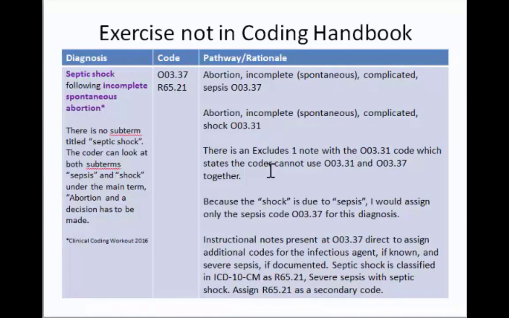So my conclusion is, because the shock is due to a sepsis, I would assign the sepsis code, which is the first one here. It also tells us to code the infectious agent, what caused the sepsis if we know it. We aren't given that, but we are told the patient has septic shock, and septic shock is classified to R65.21, and that would be your secondary code.